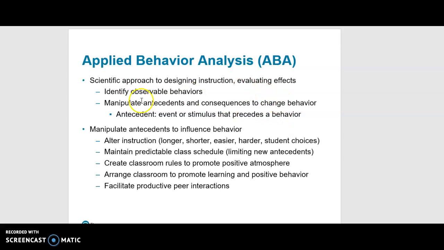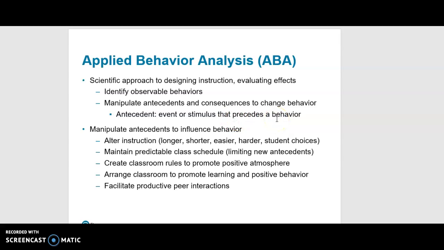So we want to identify observable behaviors, right? Define and observe the behaviors, and then we want to think about how we can manipulate antecedents, or what happens first, and consequences to change behavior. You're probably familiar with an ABC chart, or ABC terminology, which stands for antecedent, behavior, and consequence. So the antecedent is an event or stimulus that precedes a behavior.